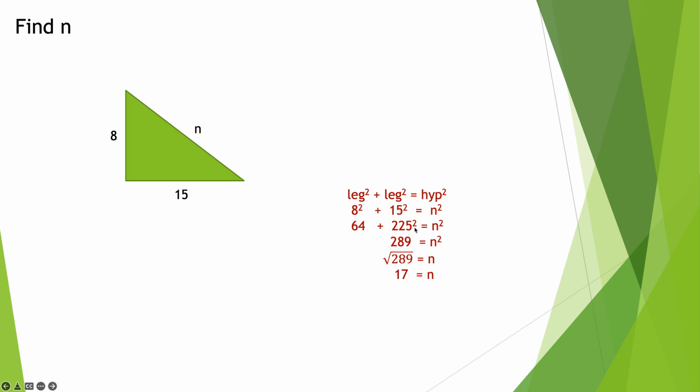Don't mind my little squared here. I should have taken it off. I didn't. I apologize. n is equal to 17. That is the correct solution.